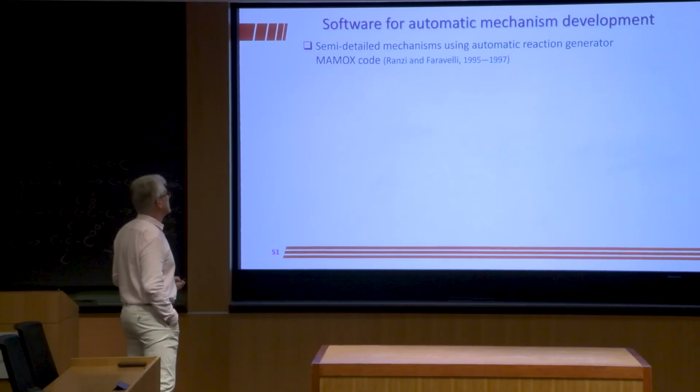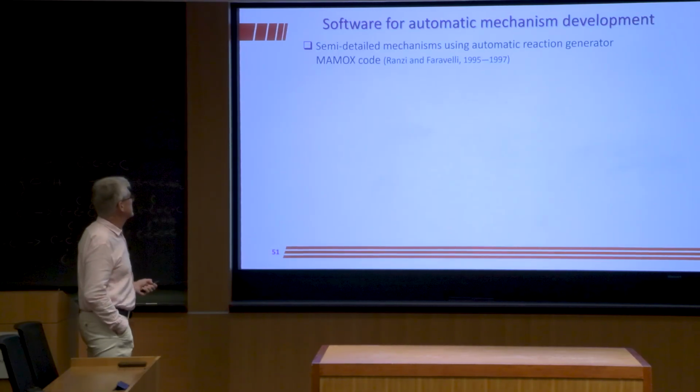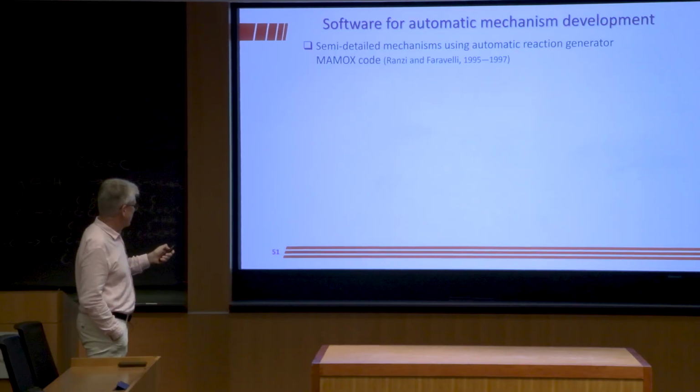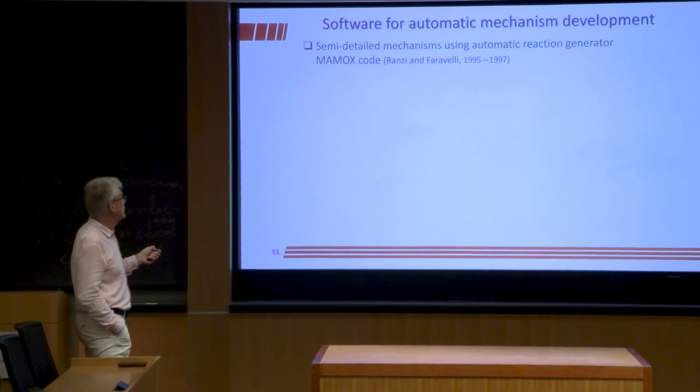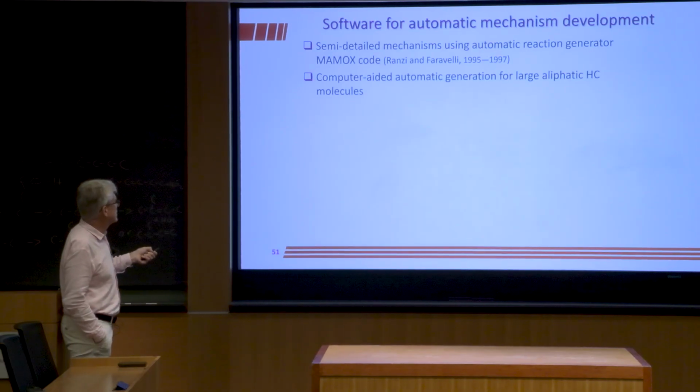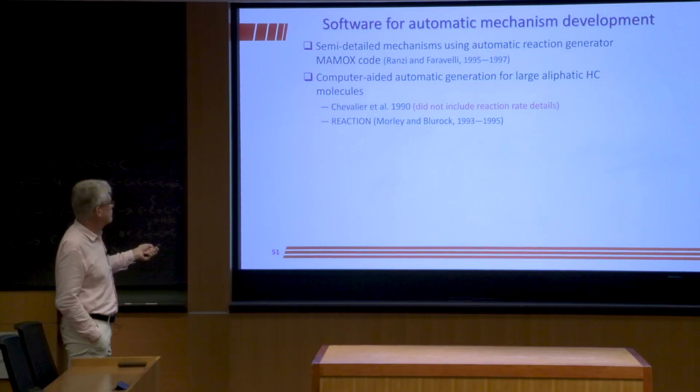Okay, so there's software for automatic mechanism development. The MAMOX code was developed by Eliseo Ranzi and Tiziano Faravelli back in the 90s. There's computer-aided automatic generation of large aliphatic molecules by Chevalier in 1990. REACTION was developed by Morley and Blue Rock. You have EXGAS by Gladys Mauriac, which generated mechanisms for n-heptane and n-decane.